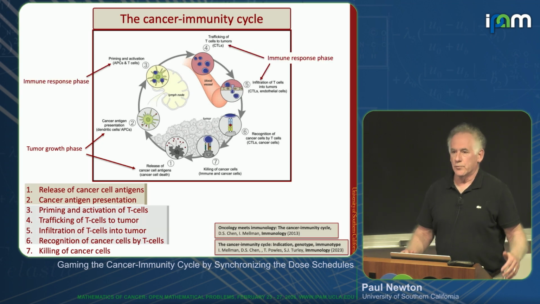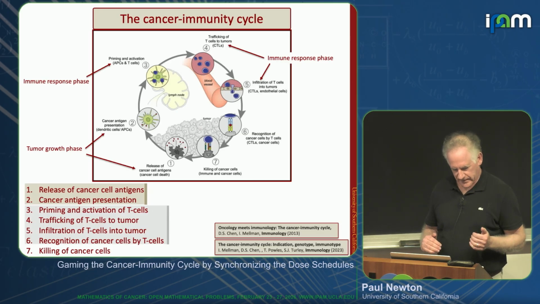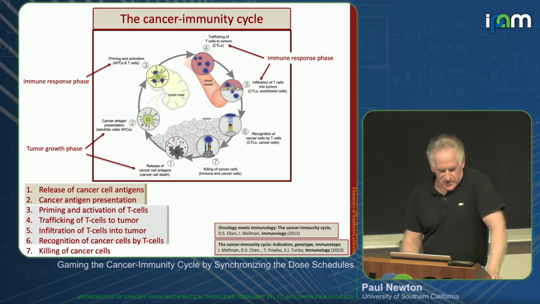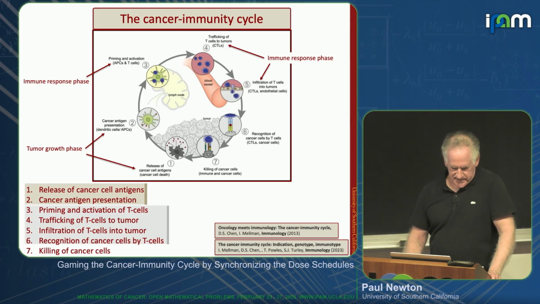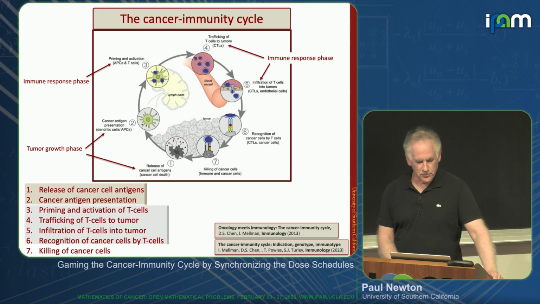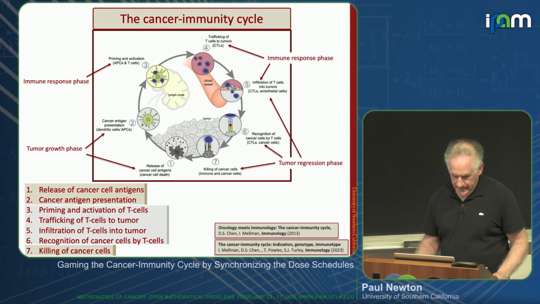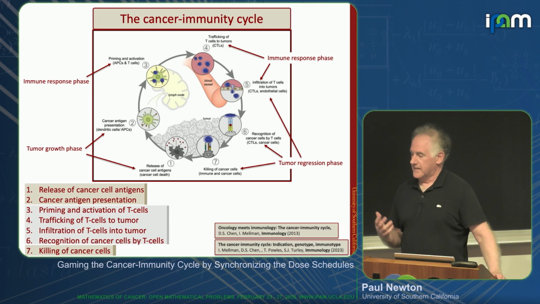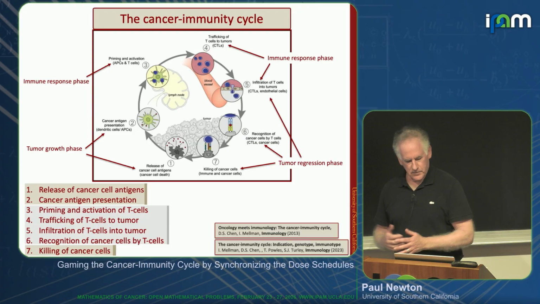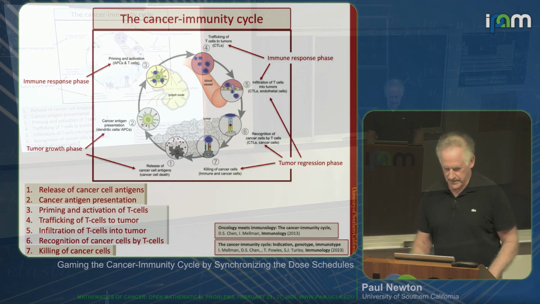Then there's the immune response phase, which is several steps, I think 4 steps in their cycle: priming and activation of the T cell population, trafficking of T cells to the tumor, infiltration of T cells into the tumor, and then recognition of cancer cells by the T cells. That would be, generally speaking, the immune response phase. And then there is the tumor regression phase, which would be the killing of the cancer cells by the immune system. That's obviously idealized to some extent, but it's useful.